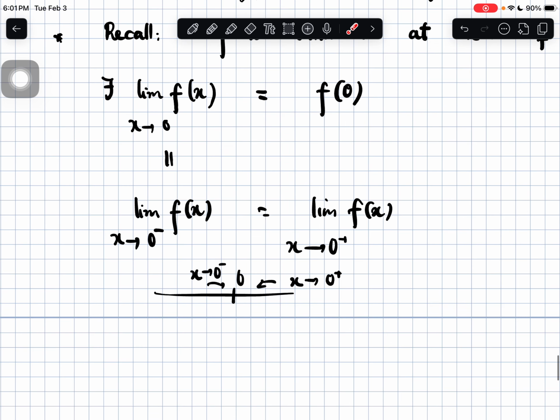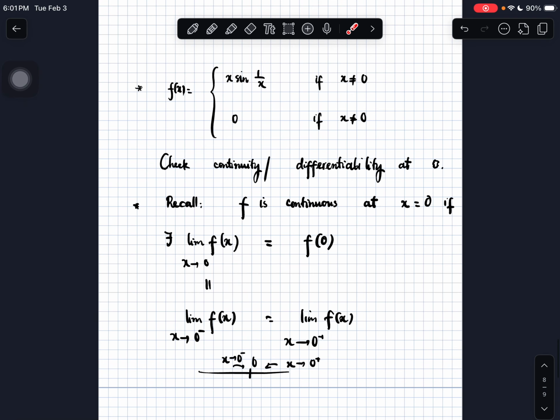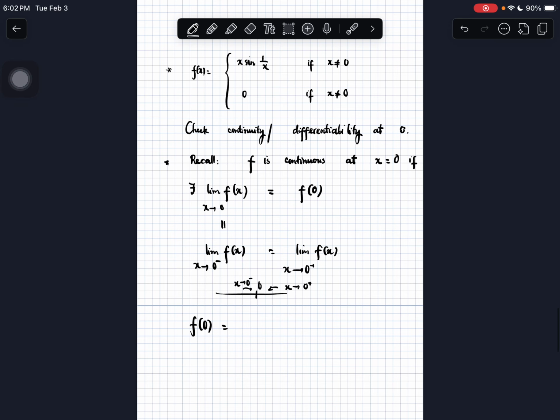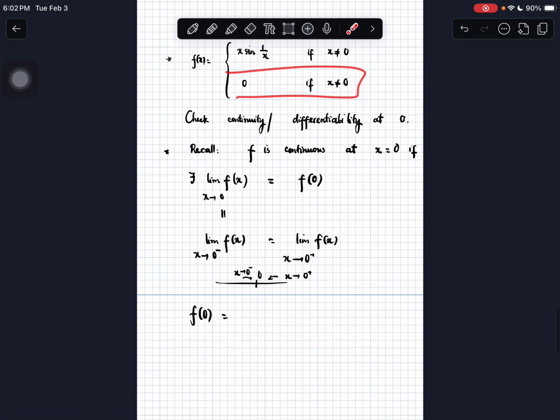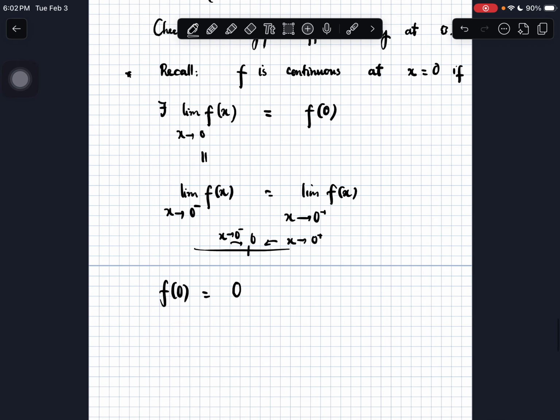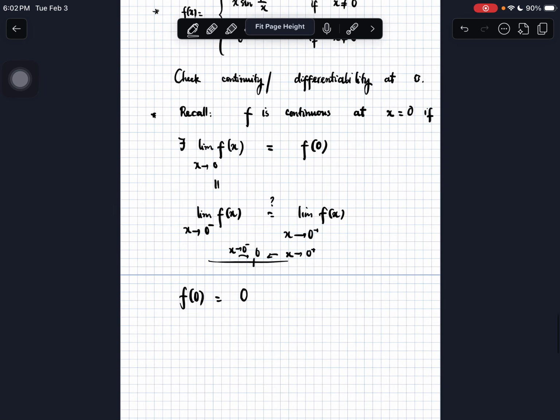So we compute that limit. In this case, it involves the function sine of 1 divided by x. You can use the squeeze theorem here. So first of all, f of 0 is 0 by definition of f. That's the first thing. The second thing, we want to check whether this limit exists, and whether the two are equal or not.